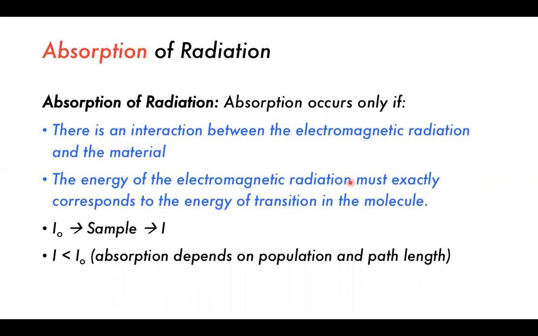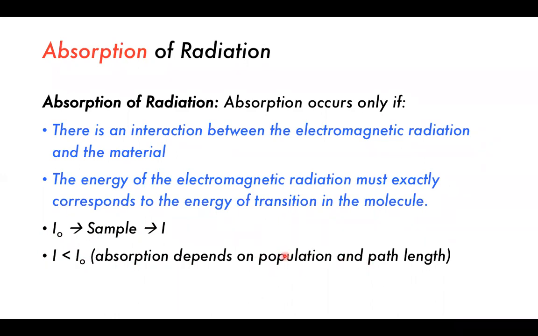The energy of the electromagnetic radiation must exactly correspond to the energy of transition in the molecule. And so this is the general flow. We have an incident intensity of light that passes through the sample, which gives us the transmitted intensity, which is usually lower, assuming that some of it was absorbed. Now, it's not always absorbed. Typically in UV-vis measurements, we measure across the spectrum, at different wavelengths, and not all of them absorb, only some of them will. Generally, the transmitted intensity is going to be less than the initial intensity, but the amount to which it is absorbed depends on the population and path length.